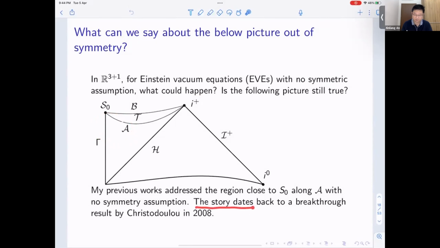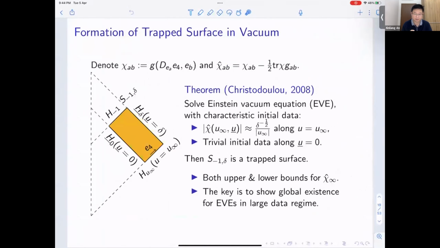The story dates back to a breakthrough result by Christodoulou in 2008. This is with no symmetry at all. We are still working with a double null foliation, and we have the e4 direction. Each point corresponds to a two-sphere. Along the e4 direction, we can define the null second fundamental form, which is K-B, and we also can define the traceless part, which is K hat.